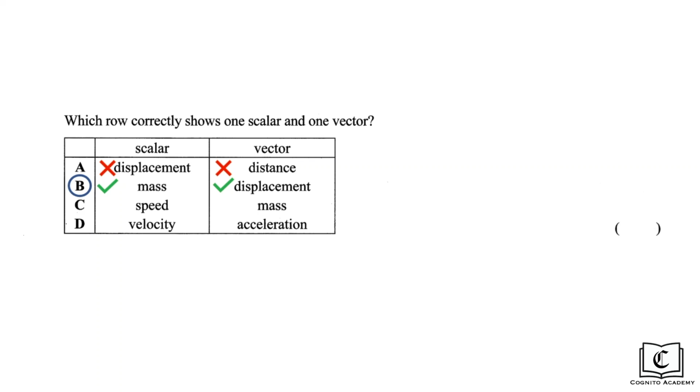For C, speed is a scalar quantity, but mass is a scalar quantity, not a vector quantity. So C is wrong. For D, velocity is a vector quantity, not a scalar quantity, so D is wrong as well. So our answer here is B.